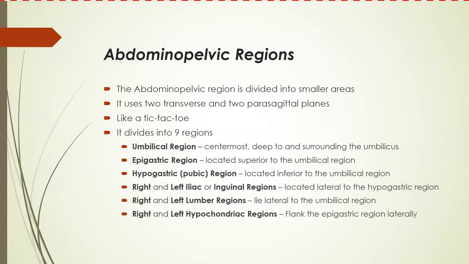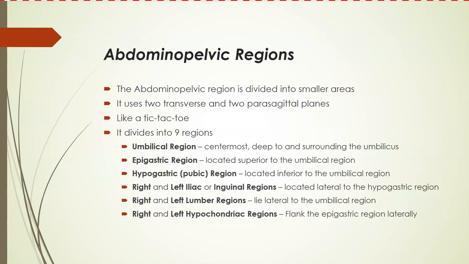There are 9 regions. The centermost region is the umbilical region, so imagine the belly button. It is the area that completely surrounds and is deep to the umbilicus. The next region, directly above the umbilical region, is called the epigastric region. Remember that in terminology, epi means around, and gastric means stomach, so imagine an area around the stomach above the umbilical region. The hypogastric region, also known as the pubic region, is located inferior to the umbilical region. Hypogastric, with hypo meaning below.